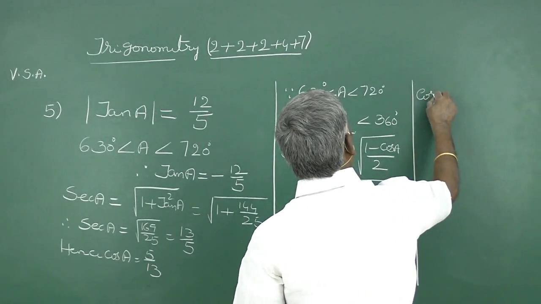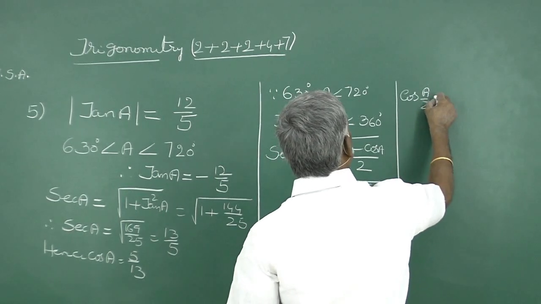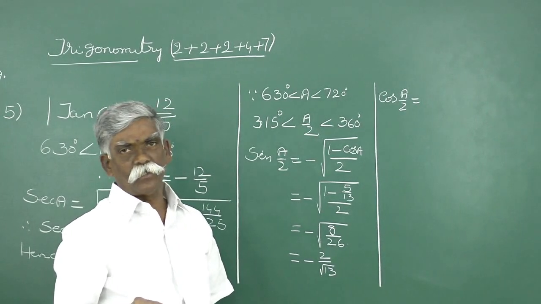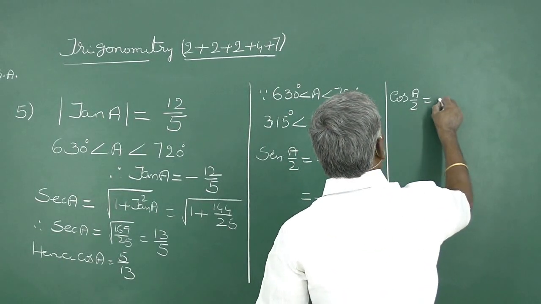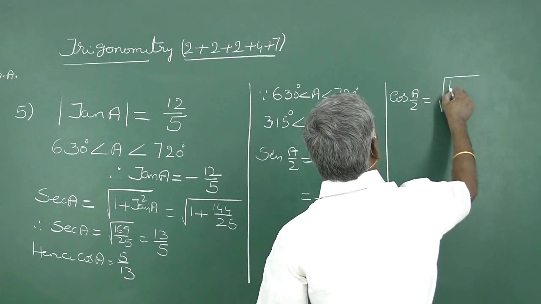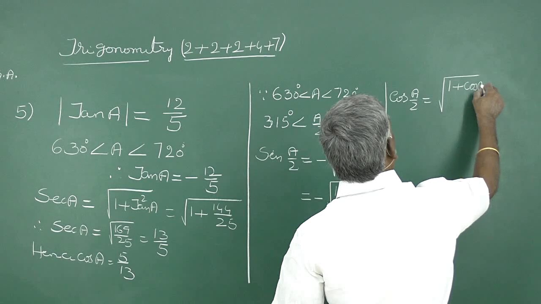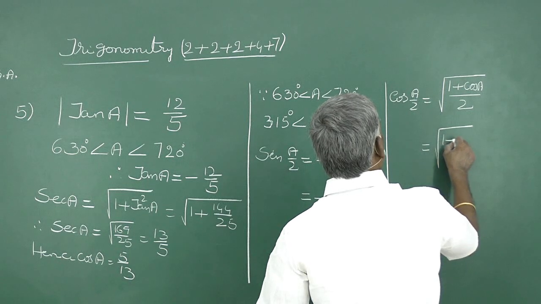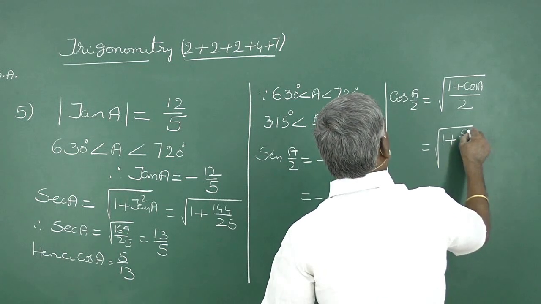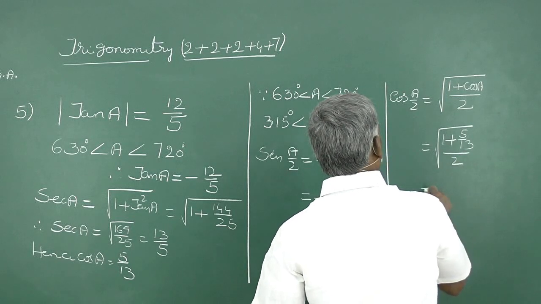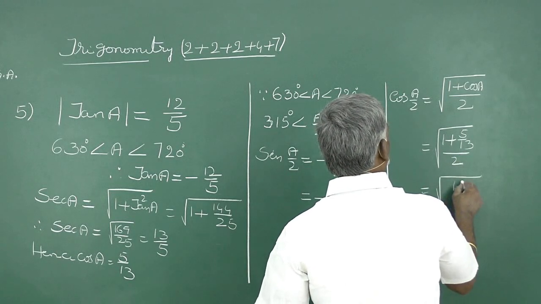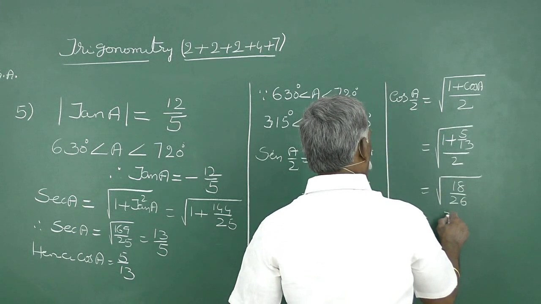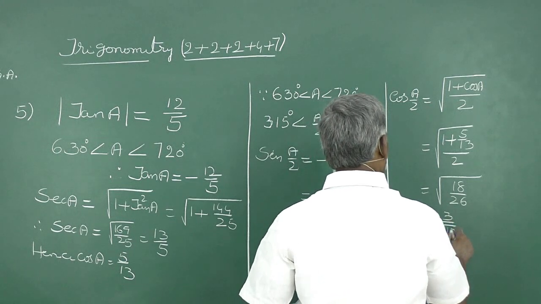Next, cos A by 2. This angle A by 2 is in the fourth quadrant where cos A by 2 is positive. So therefore this is equal to positive value of square root of (1 plus cos A) by 2. That is square root of (1 plus the value of cos A, which is 5 by 13) by 2, is equal to square root of 18 by 26, and 2 gets cancelled, it is 3 by root 13.